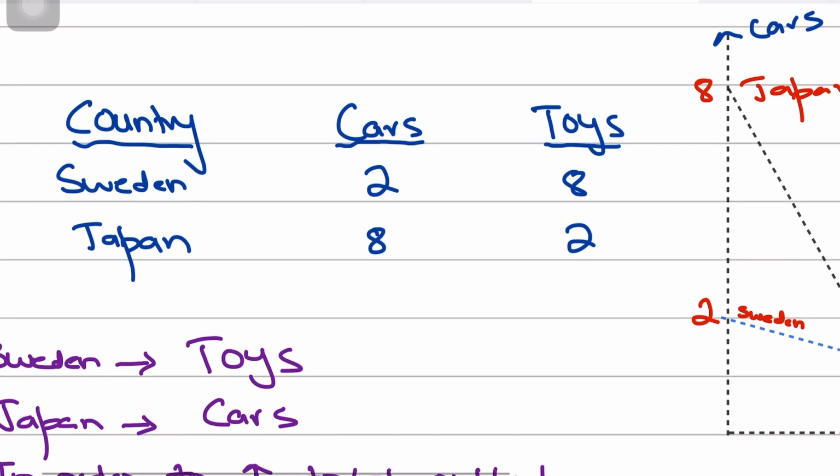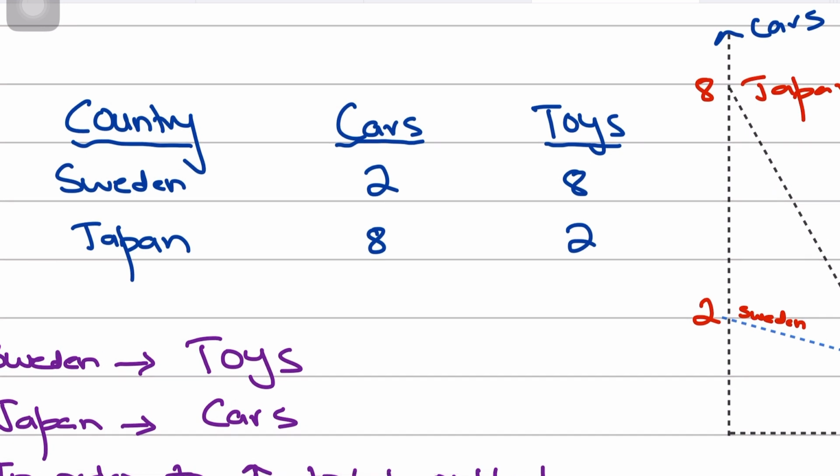For example, we know that in Sweden, if Sweden makes, let's suppose, 2 cars, then it has to forgo 8 toys, right? So if it makes 1 car, then how many toys will it have to forgo? You divide 8 by 2, the answer is 4. So in order to make 1 car, it has to forgo 4 toys. So the opportunity cost of 1 car is basically 4 toys, right?